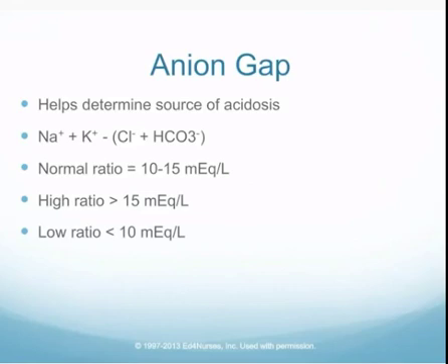An anion gap looks at our positive ions, which is going to be sodium, potassium, so the primary positive ions, and the primary negative ions, which are chloride and bicarb. So we're going to look at these in relationship to each other, and then we can determine whether or not there's a normal ratio between these two, or a high ratio or a low ratio between the positive and the negative ions in the body. And this can help us to be able to determine the source of a metabolic acidosis.